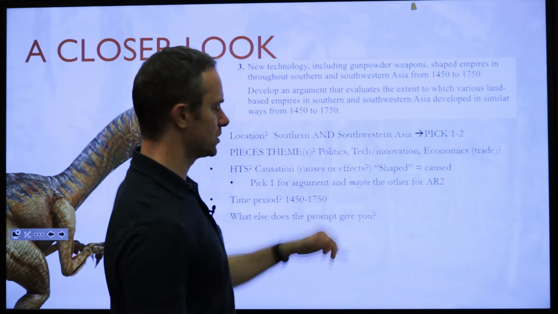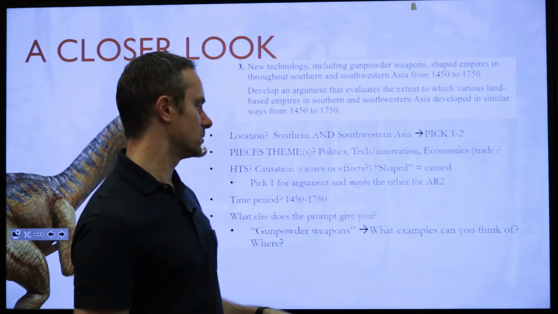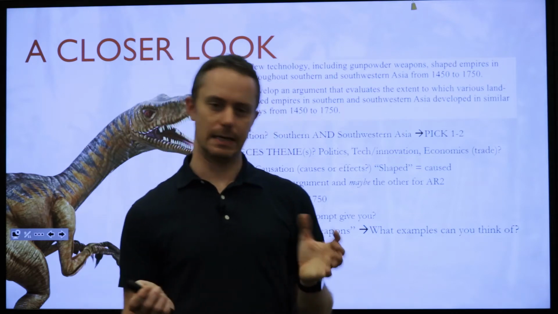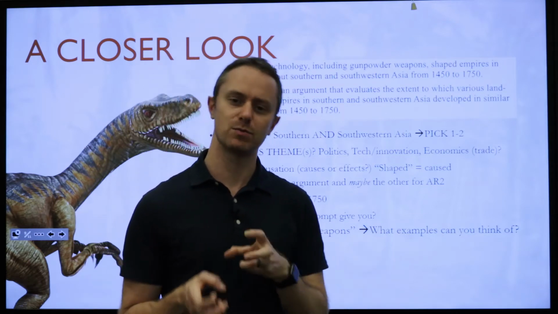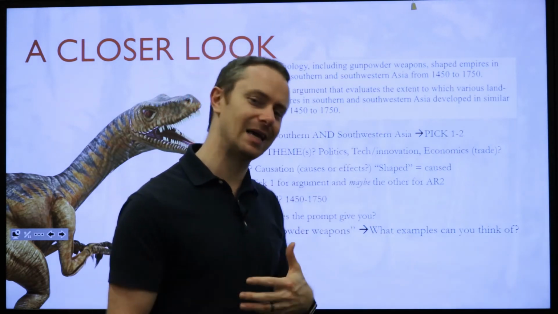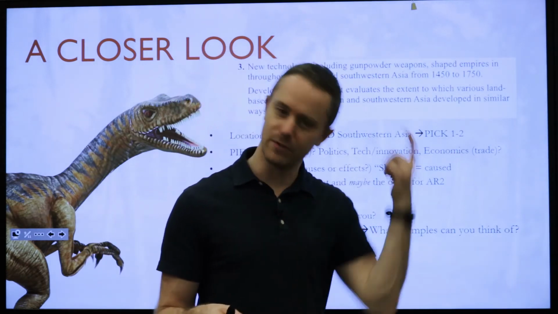Okay? What else does the prompt give you? Gunpowder weapons. What examples of gunpowder weapons can you think of? And I don't just mean guns, okay, or cannons. You want to name specific things. And knowing these ahead of time in your outline, in your planning, is going to help you know how much you have in your brain.